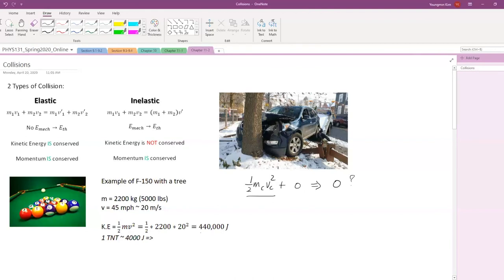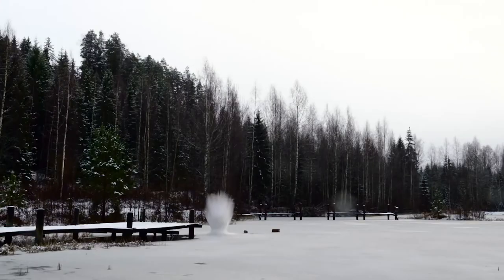Now, how much is 440,000 joules of energy? One gram of TNT, a dynamite, is roughly equivalent to about 4,000 joules. That means this amount of energy equals an explosion of 110 grams of TNT. How does that look?